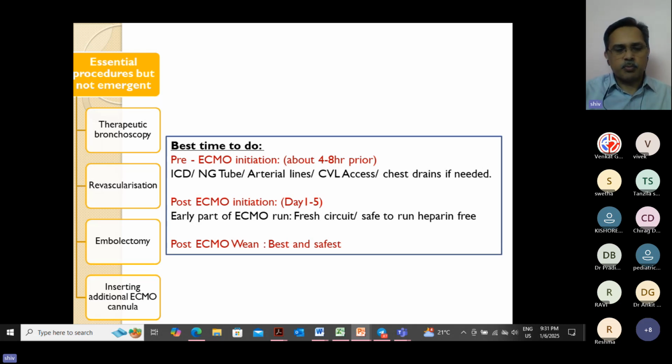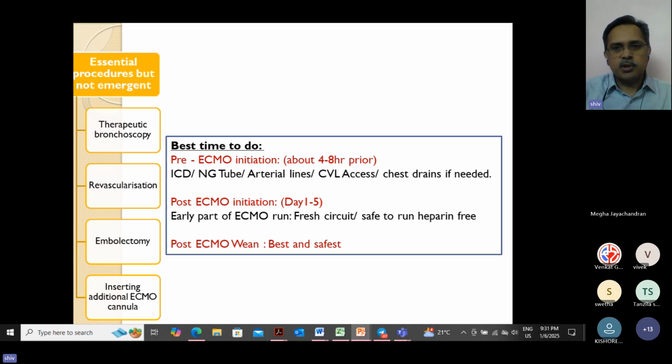If that is not possible, if we have to do some of these procedures post ECMO initiation, the best time would be the initial 1 week, because what happens beyond 1 week of ECMO run is a lot of coagulopathy issues that can come up because of the duration of the ECMO run itself, and the circuit, and a lack of anticoagulation there. So that is why it's important to time these procedures very well.